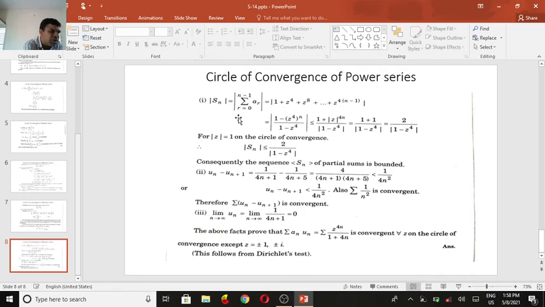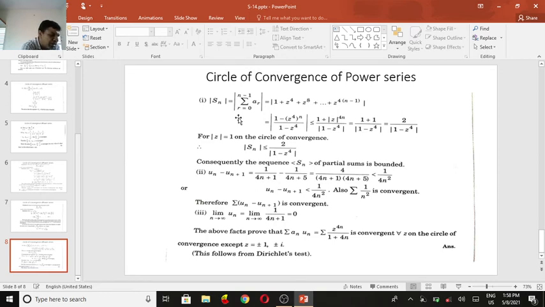That is the absolute value of 1 plus z to the 4 plus z to the 8 plus etcetera, plus z power 4 times n minus 1. That is, we get the absolute value of 1 minus z power 4 whole power n divided by 1 minus z power 4. So this should be less than or equal to 1 plus mod z whole power 4n divided by 1 minus z power 4.